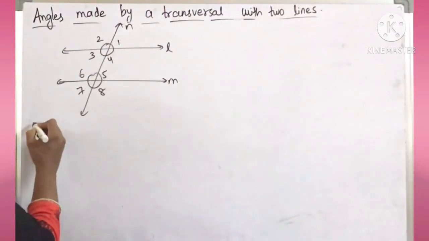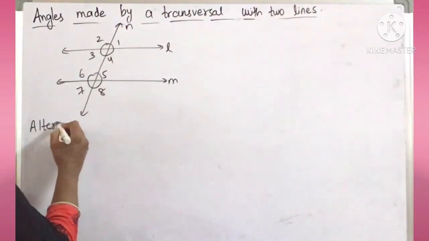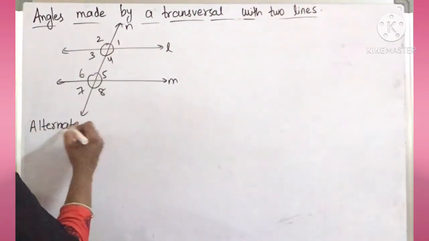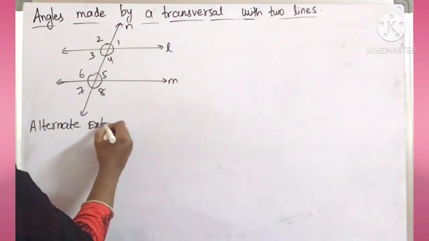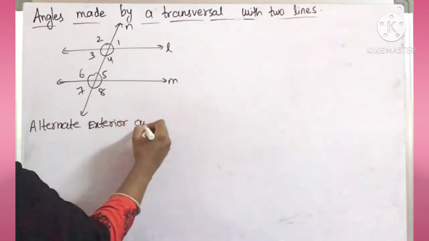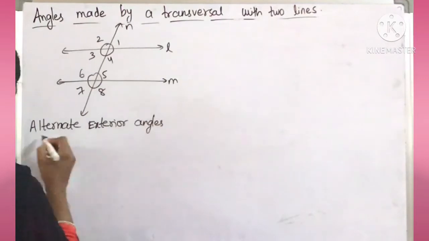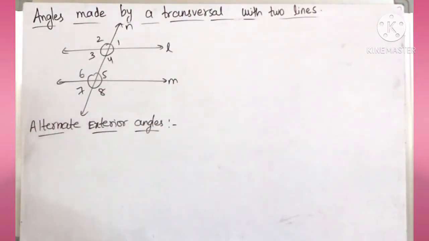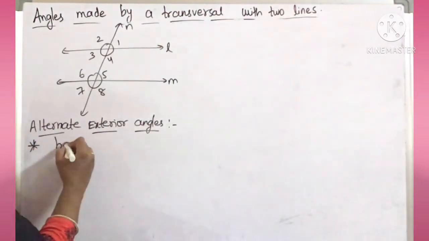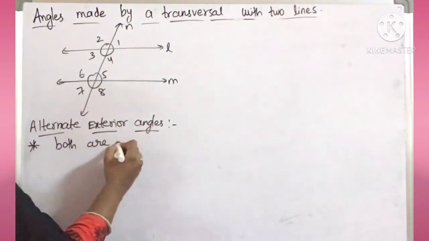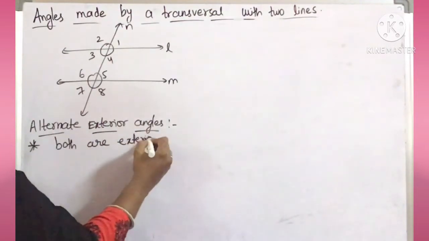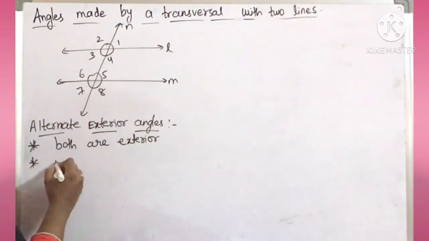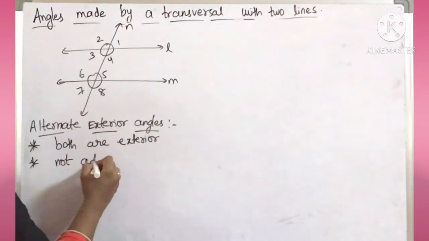Coming to the next one, alternate exterior angles. So what are the conditions here? Same as interior, but instead of interior we are writing exterior. Here the first condition means both are exterior. So two angles should be exterior and they should not be adjacent.